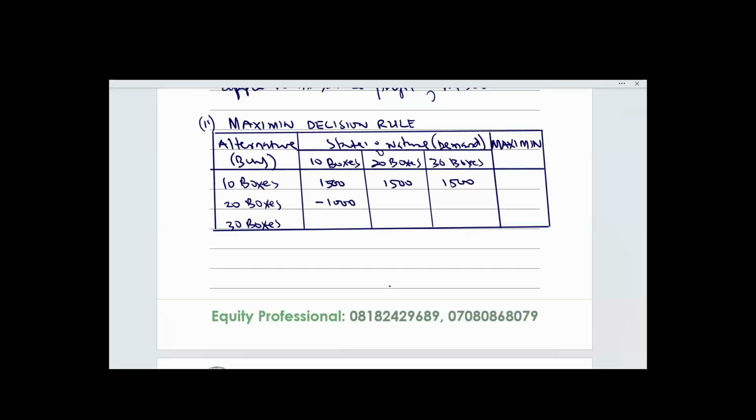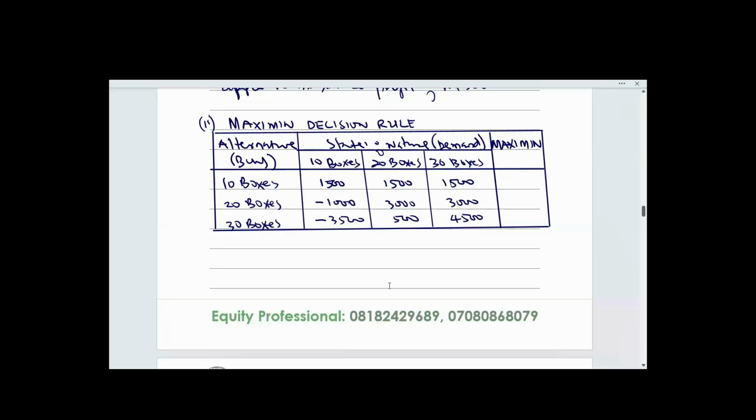All right. So 3,000, 3,000 minus 3,500, which is minus 500, then 4,500. These are the payoff values.